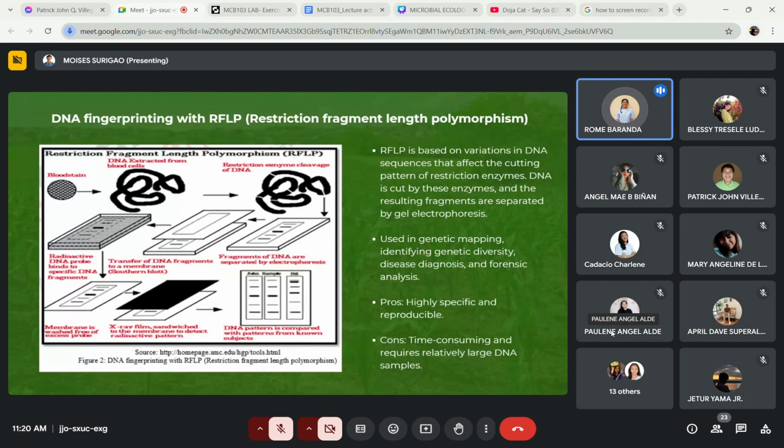This is used in genetic mapping, identifying genetic diversity, disease diagnosis, and forensic analysis. And its advantage is that it is highly specific and reproducible. So marami siyang napoproduce na patterns or DNA patterns. And then for its disadvantage, however, it is time consuming and requires relatively large DNA samples.